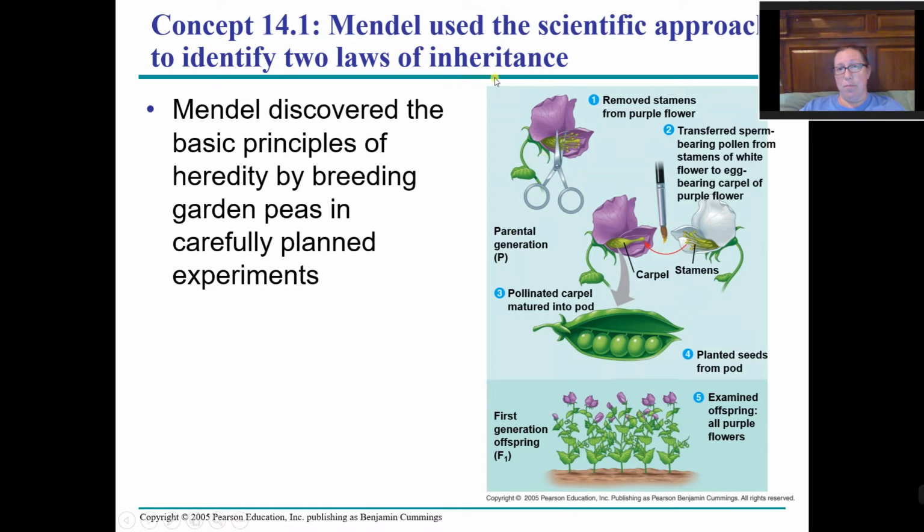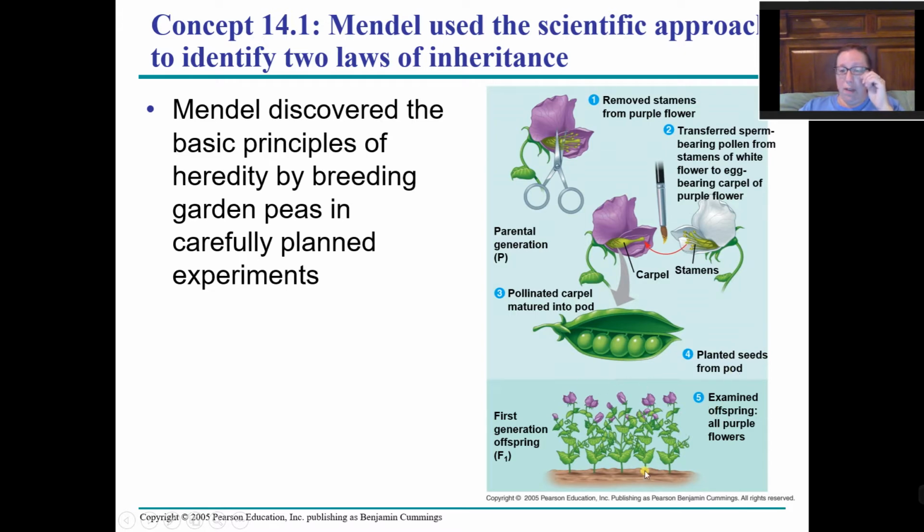So he crossed a purple flower with a white flower, and this is what it's showing. You remove the stamens from the purple flower, transfer the sperm-bearing pollen from the stamens of the white flower to an egg of the purple, or vice versa. In his case, it doesn't matter. And you got your peas. These little round peas are like the offspring, okay? Then you take these peas, these individuals, and you plant them. Those are the seeds.